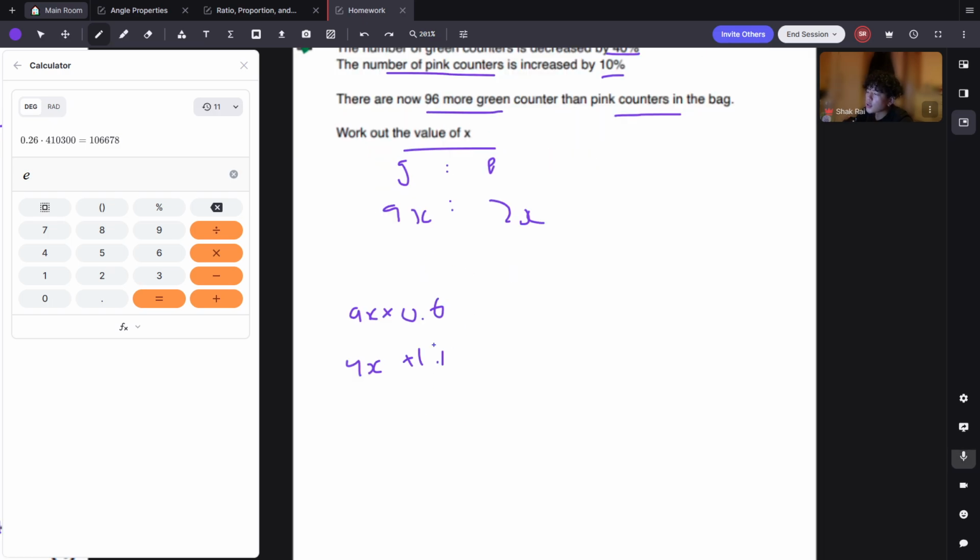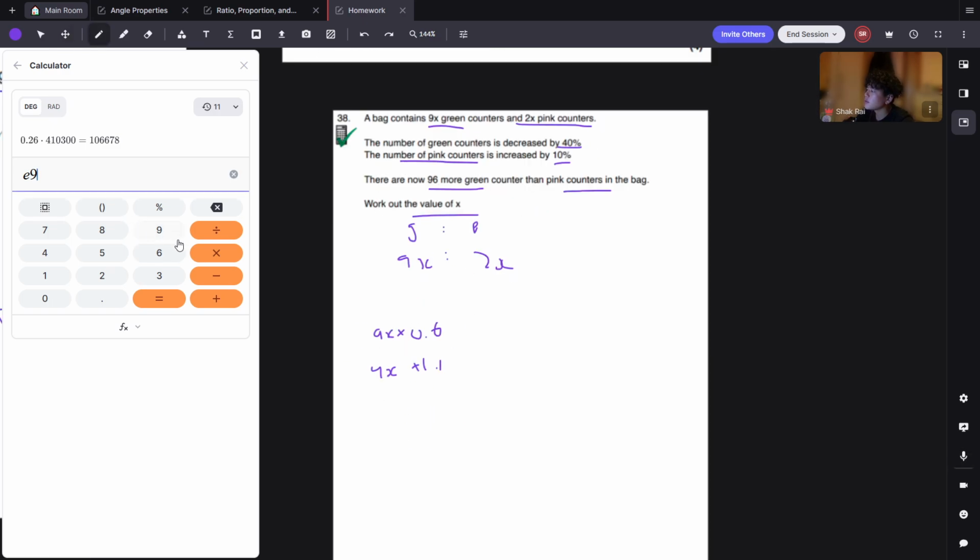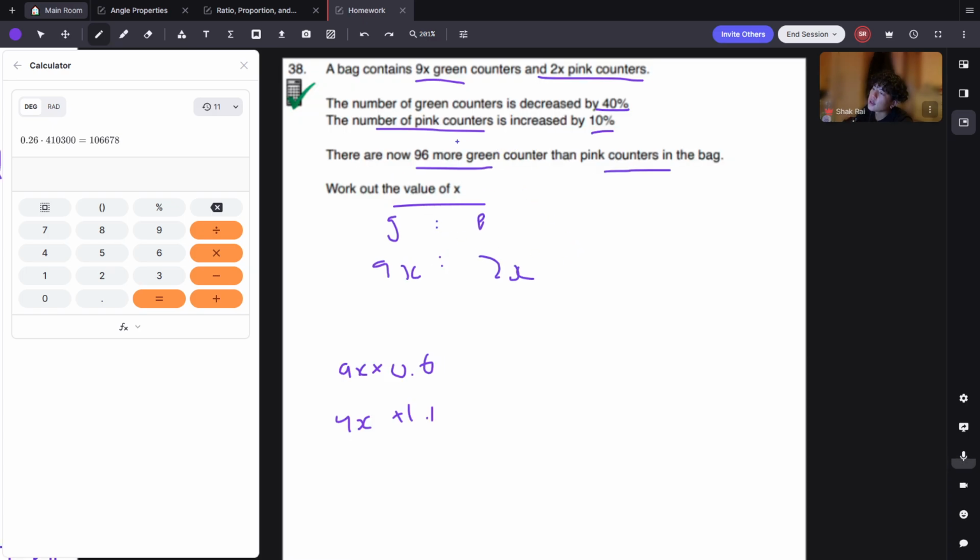So in this scenario, it's relatively easy, because we know that there are 96 more green counters. In other words, you could say the difference between the green counters and the pink counters is 96, and another way of saying difference is minus.